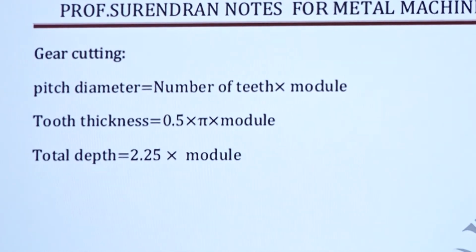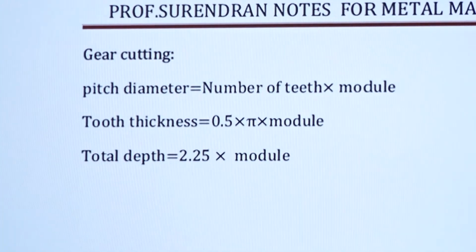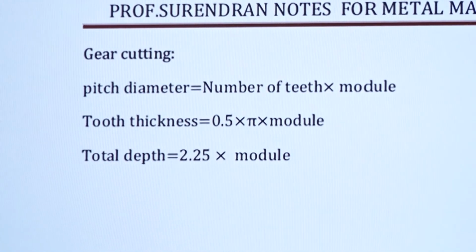Gear cutting: pitch diameter equals number of teeth into module, tooth thickness equals 0.5 times π times module, and total depth equals 2.25 times module.